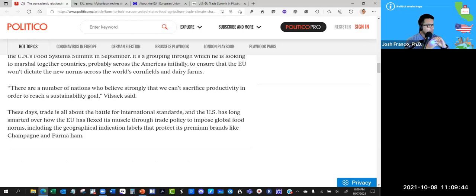There are a number of nations who believe strongly that we can't sacrifice productivity in order to reach a sustainability goal, Vilsack said. These days, trade is all about the battle for international standards, and the US has long smarted over how the EU has flexed its muscle through trade policy to impose global food norms, including the geographical indication labels that protect its premium brands like Champagne and Parma ham.